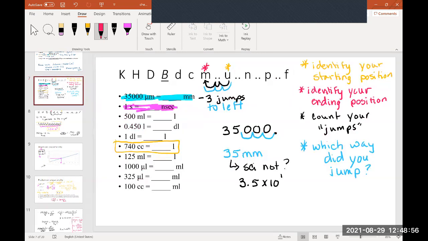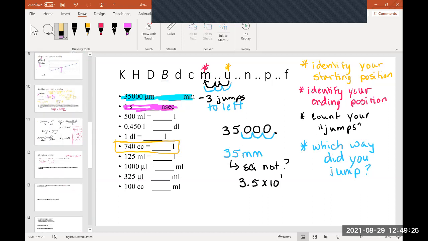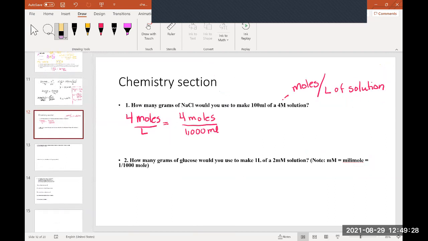If my base unit is liter and I have 1 liter, how many milliliters are there? Well, I want to go to milli. So I would move 3 places, 1, 2, 3 to the right. So that would be 1,000 milliliters. Our King Henry slider is so useful in other places besides just our metric system conversion. So now I know I want 4 moles for every 1,000 milliliters.